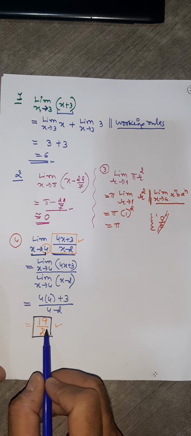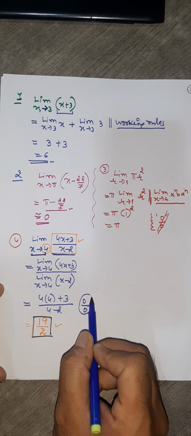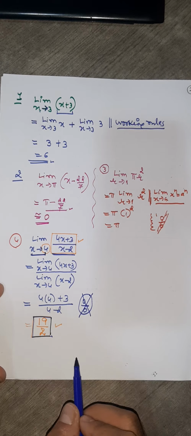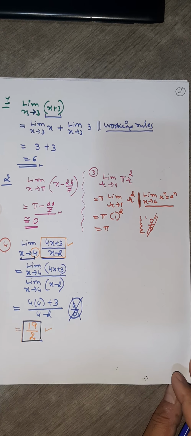Why could we apply the limit here? Because we are not getting this form. The 0 by 0 form is not coming, remember. If this comes, then it is undefined. So you need to use something else then. You cannot apply the limit directly.